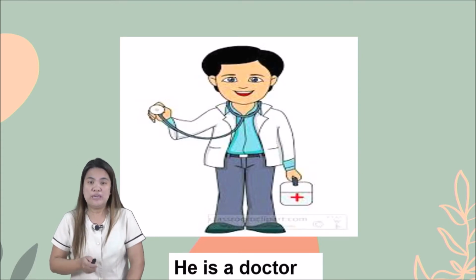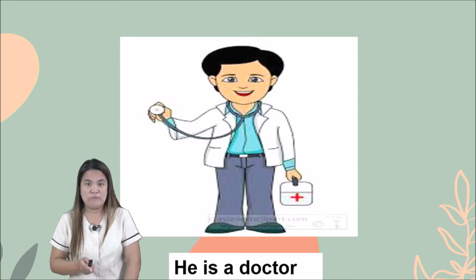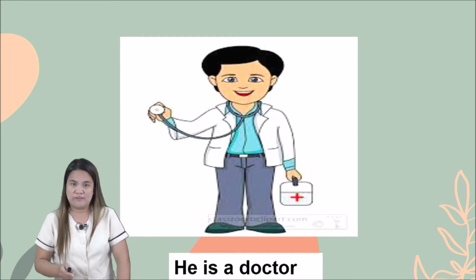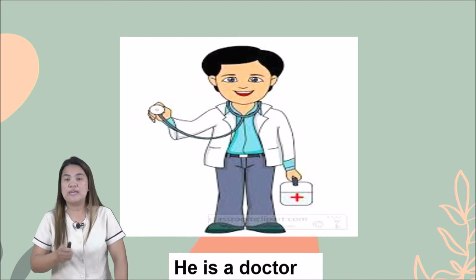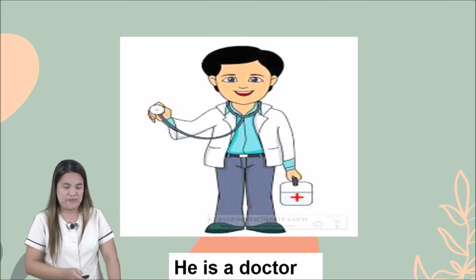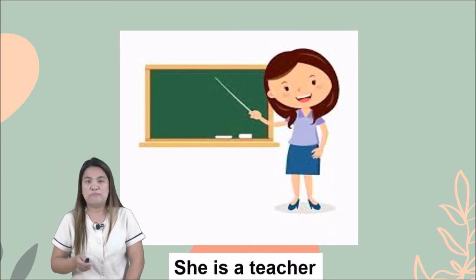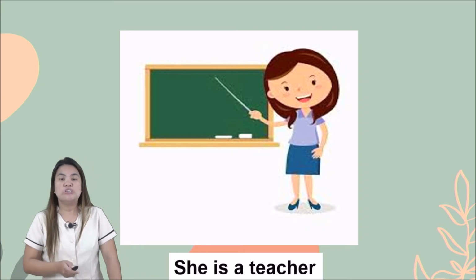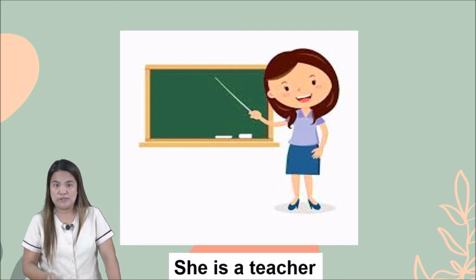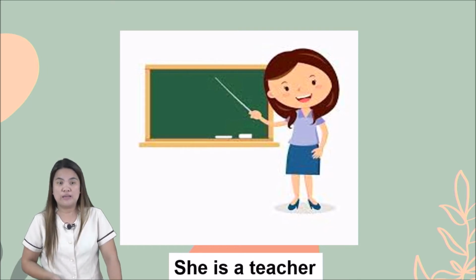Look at this example. He is a doctor. We use he because he is a boy, right? He is a doctor. Very good. Can you repeat, kids? He is a doctor. Very good. Next, look at the picture. Is it a girl or boy? Girl. Very good. So we will use she. She is a teacher. She is a teacher. One more, kids. She is a teacher.